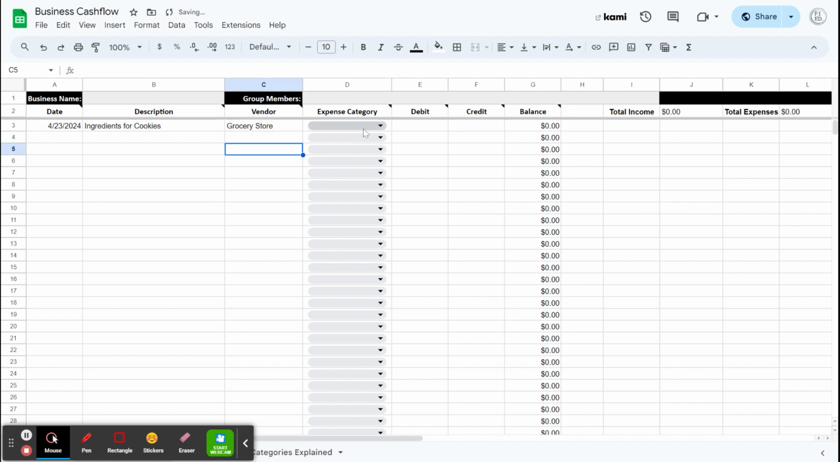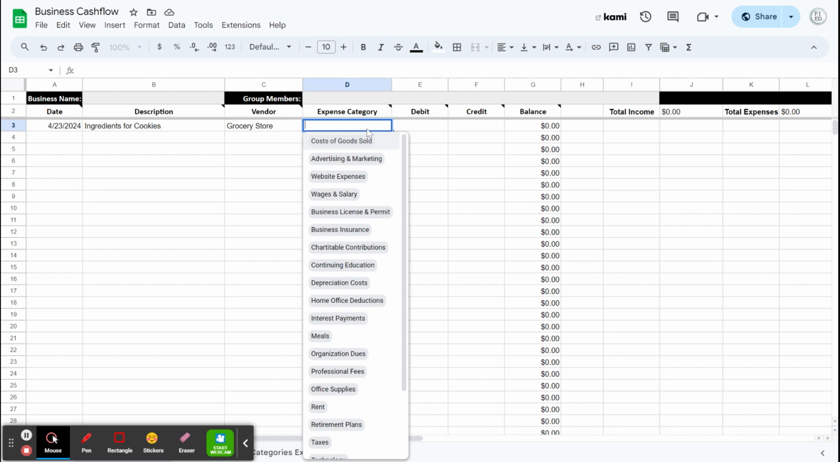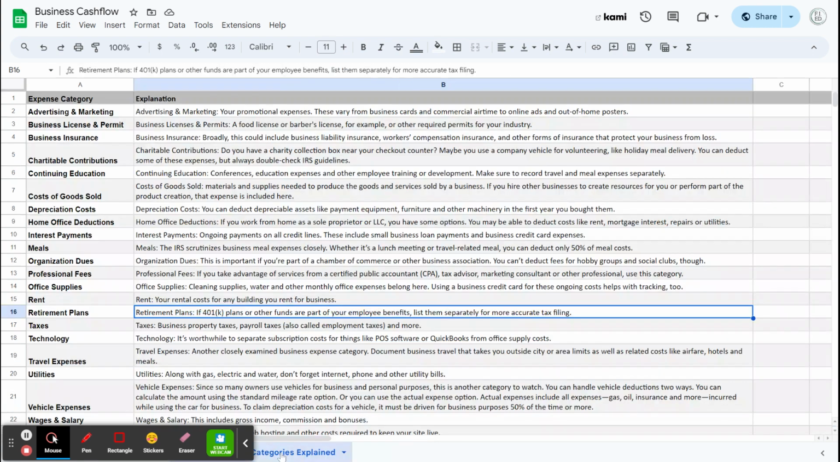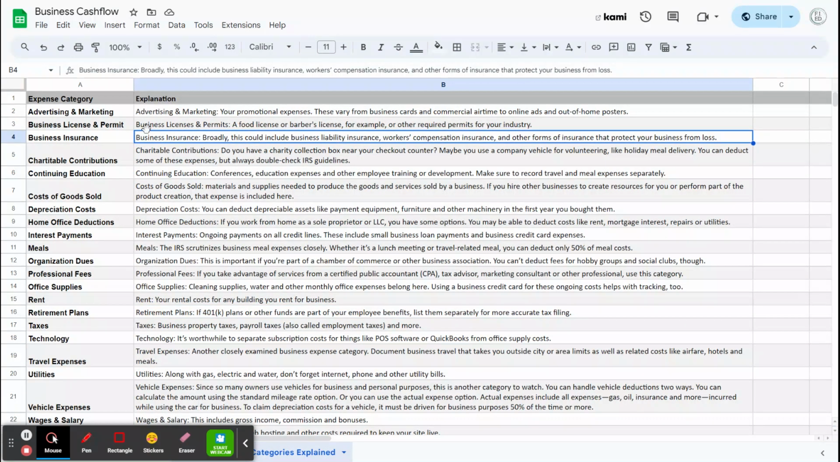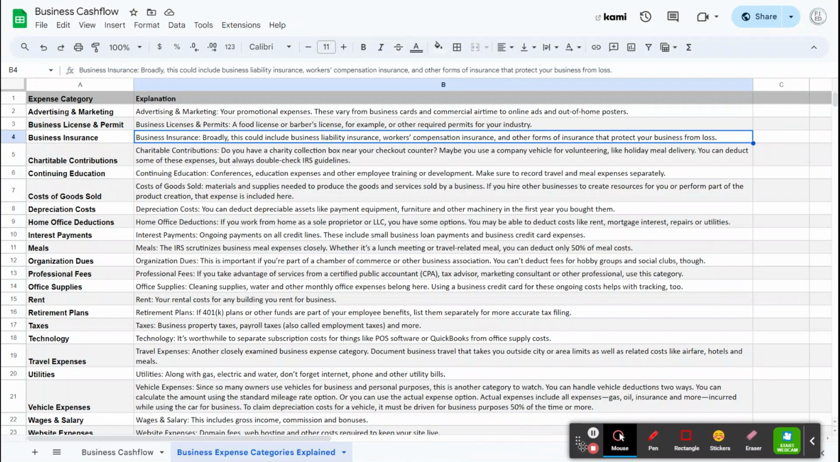Now expense category. If you're not sure about what category you are picking from, so it's a drop down, you would go into the next tab where it has a little bit of an explanation of what each one is. Now I put the most common ones at the top of your drop down menu. So the most common ones are going to be like cost of goods sold typically. But there's a couple of others that might pop in there.